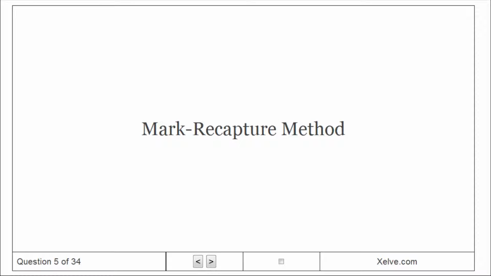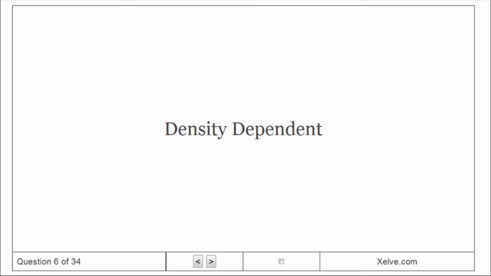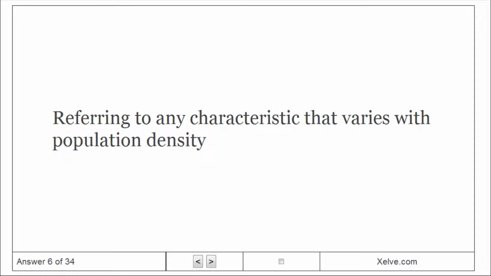Mark recapture method. A sampling technique used to estimate the size of animal populations. Density dependent. Referring to any characteristic that varies with population density.